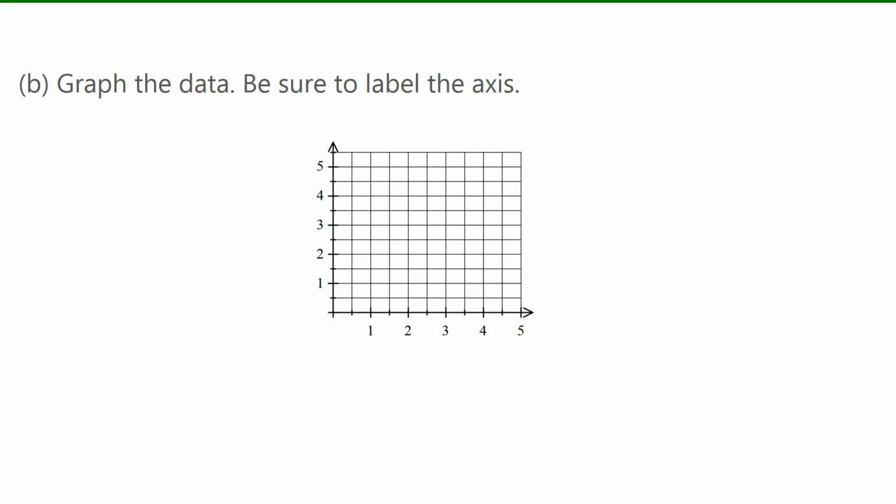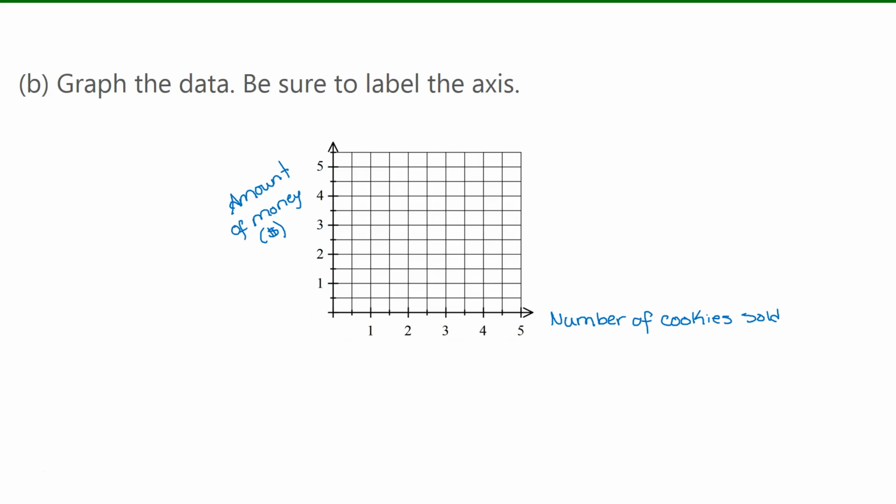Now if we got to take this information and put on a graph, we need to remember that the x-axis corresponds to the independent variable, which was the number of cookies sold. And the y-axis corresponds to the dependent, which was the amount of money given in dollars.